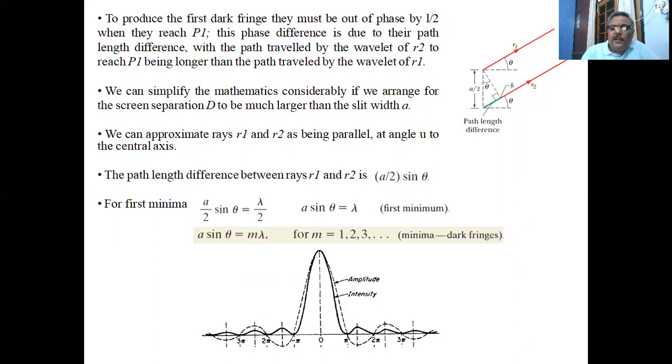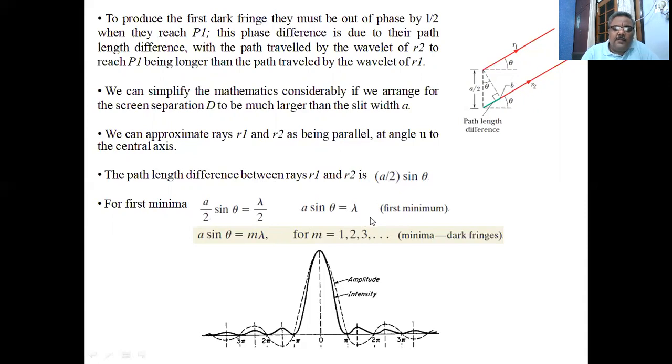The mathematics is similar to the Young double slit experiment and other experiments that we saw in interference, and using the mathematics, we arrive that the path difference between the rays R1 and R2 is (a/2) sine theta, where theta is the angle of the ray R2 with the central axis. For the first minima, this (a/2) sine theta path difference should be equal to lambda by 2. Simplifying it, we get a sine theta is equal to lambda. This is for the first minimum.